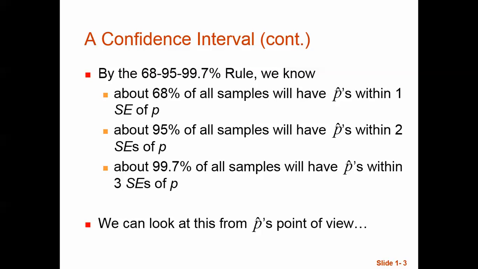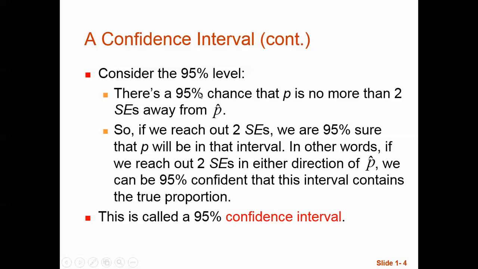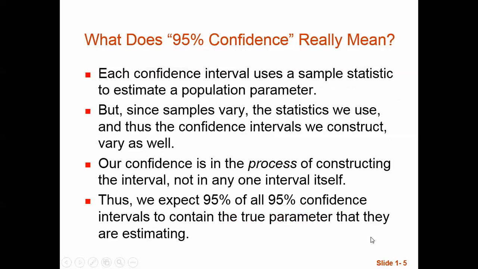If you remember your empirical rule, 68% of all samples are going to fall within one standard error of the true population parameter. So here we're talking about whether p hat is within one standard error of the true population proportion. If we turn that around a little bit, we can also say there's a 95% chance that p is no more than two standard errors away from p hat. So if we reach out two standard errors, we can be 95% sure that p will be in that interval, p being the population proportion. And we call this the 95% confidence interval.